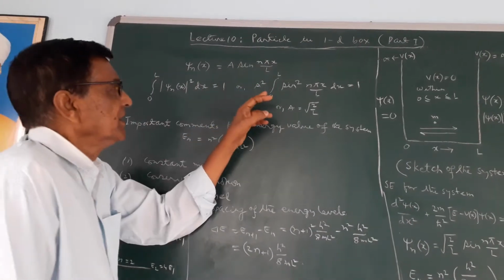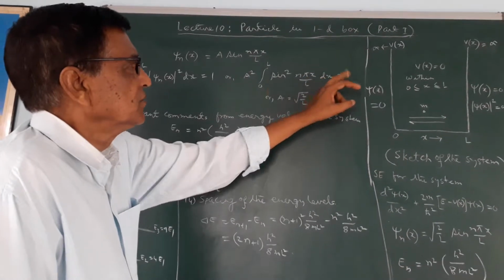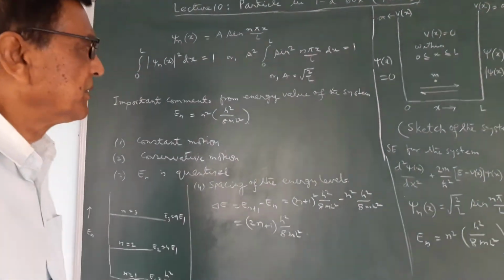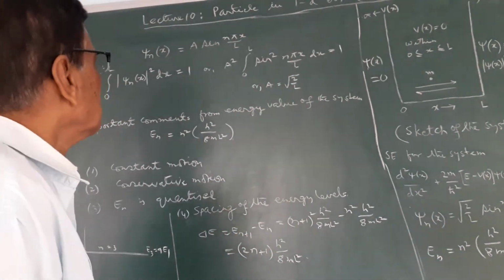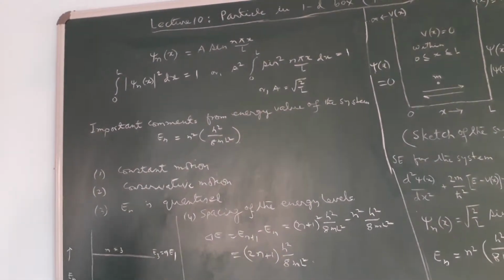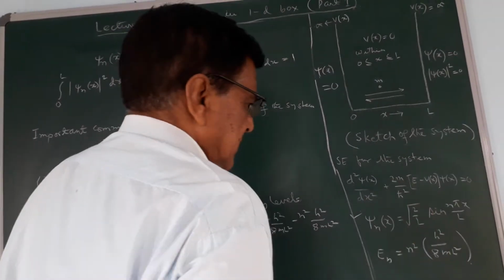A square integral 0 to L sin square n pi x by L dx equal to 1, and by solving this one, as I have already discussed in previous lectures, A equal to root over 2 by L. So the normalized wave function of this system is psi n x equal to root over 2 by L sin n pi x by L.